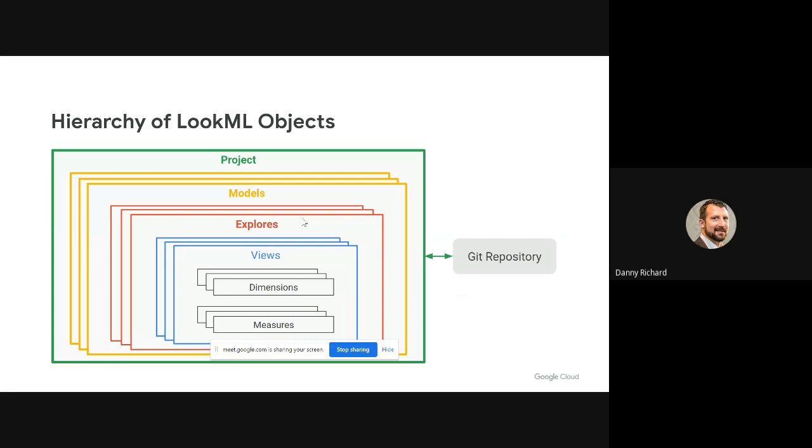And then the next level is models, which can be many explorers. And then the last is project. And that is the root level, the main level. That's where you schedule your Git repository.